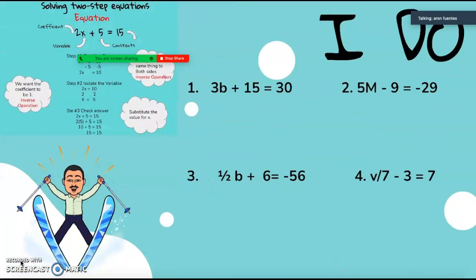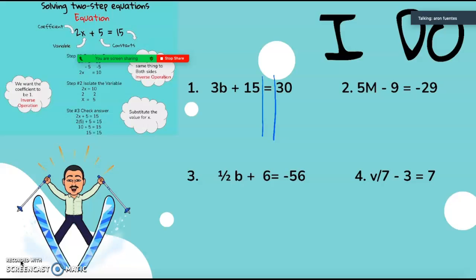Here I'm going to work out a few examples for you, and I want you to follow along as I go through them and take notes on your paper. Okay, so my first example will be 3b + 15 = 30. So I'm going to draw my lines. This is the first thing I'm going to do, to divide the left side from the right side.